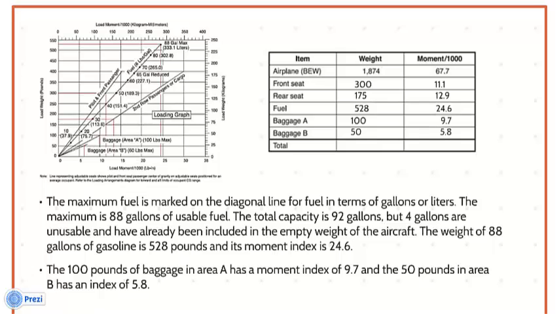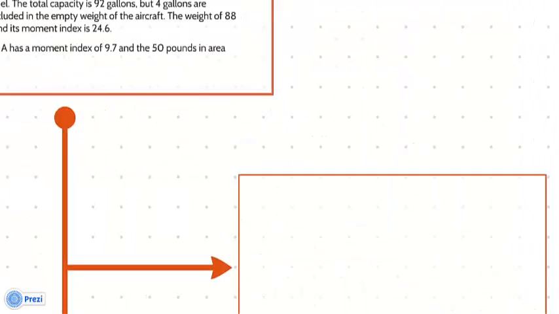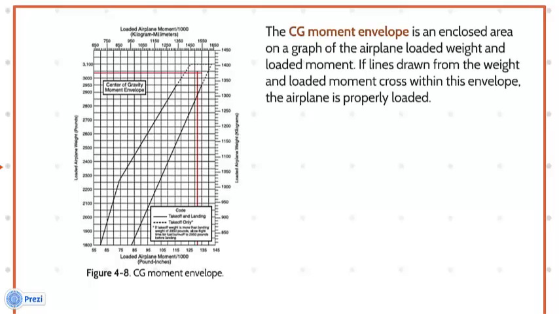Enter all of these weights and moment indexes in the loading schedule chart and add all of the weights and moment indexes to determine the totals. Transfer these values to the CG moment envelope in Figure 4-8. The CG moment envelope is an enclosed area on a graph of the airplane loaded weight and loaded moment. If lines drawn from the weight and loaded moment cross within this envelope, the airplane is properly loaded.